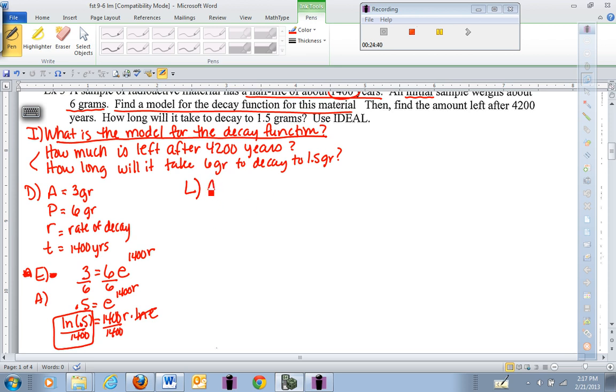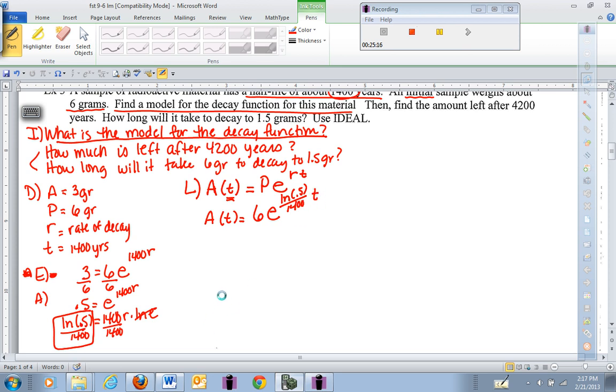My function is the amount left at any time t. I want to be able to determine the amount left at any time t. And so I really want to write this so that I can plug in any number of years. So I'm starting with P e to the rt, aren't I? T being my independent variable. So my amount left at any time t would be 6 grams e to now my rate, which is the natural log of 0.5 divided by 1400 times t.